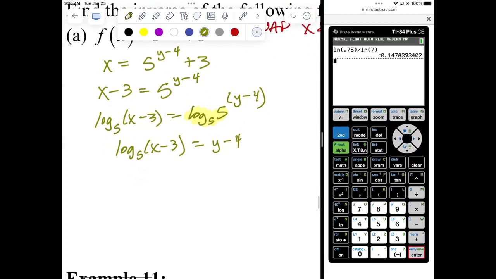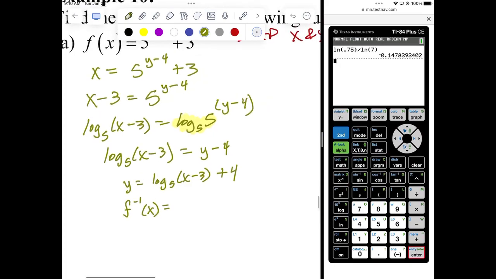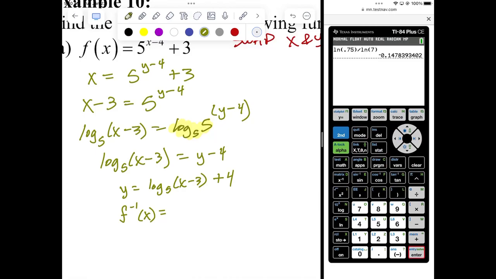And then the last thing we have to do is add 4 to both sides. So we get y equals log base 5 of x minus 3 plus 4. And of course, we solve for y. So the last thing we do is we elevate its name. Instead of calling it plain old y, since the original function was f, we'll call this one f inverse. And we get log base 5 of x minus 3 plus 4.